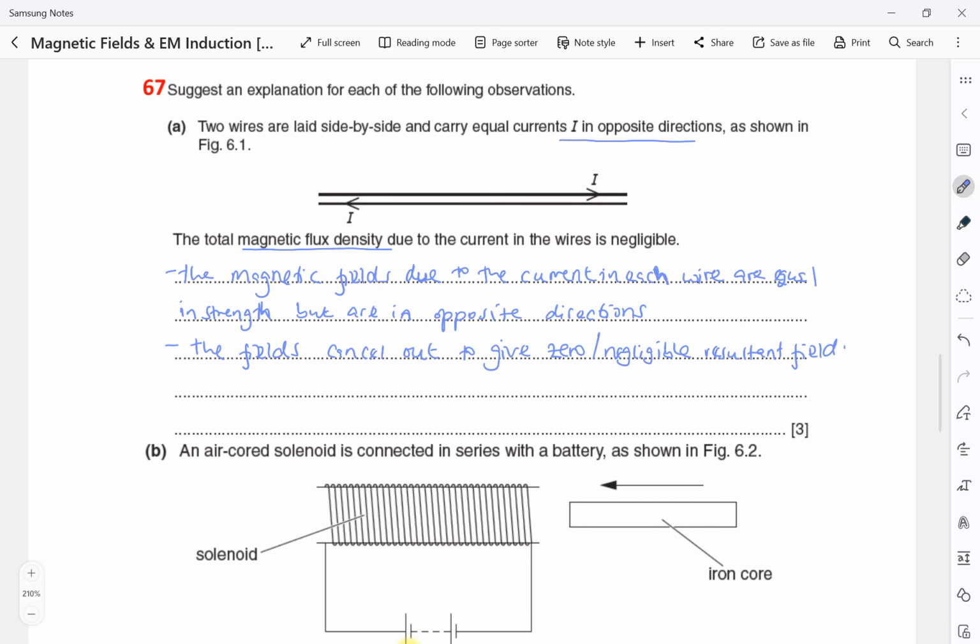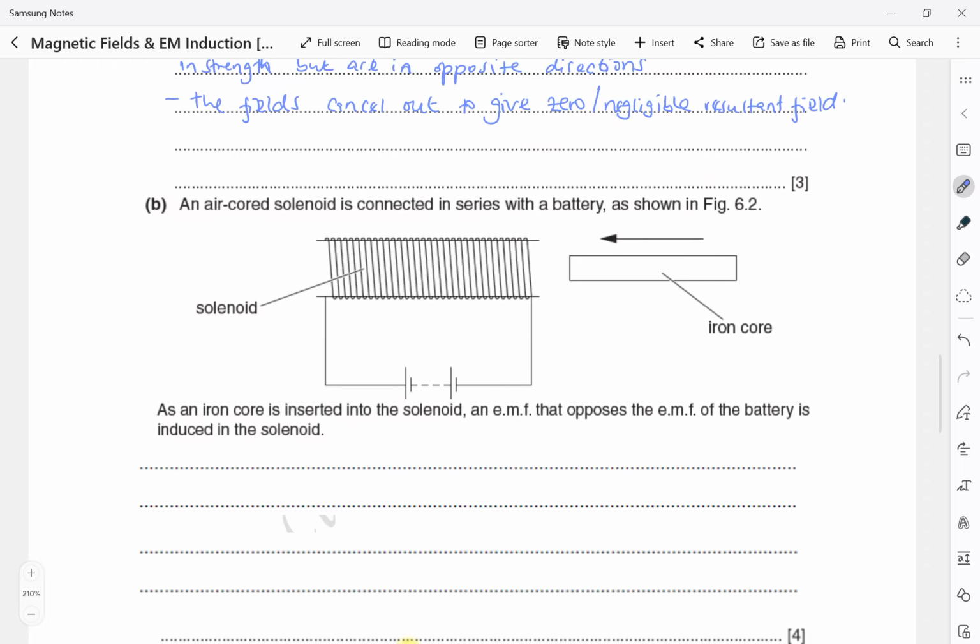I want you to note at this point that the direction of the magnetic field around each wire is determined by the right-hand grip rule. So imagine the right-hand grip rule on the top wire, it will give a magnetic field in one direction, and the right-hand grip rule on another wire will give a magnetic field in another direction. So these fields, because they are equal in magnitude and opposite in direction, will cancel out each other.